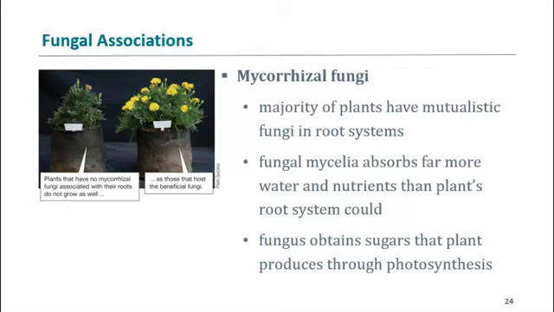In the image, it's showing some marigolds. On the left is a plant that has no mycorrhizal associations, and the one on the right does have fungus growing within and or on its root system. So you can definitely see the difference in the growth of the plants. One is much more vigorous looking, produces a lot more flowers, looks healthier compared to the one on the left. And that simply has to do with that association with a fungus. We call that a mycorrhizal association.